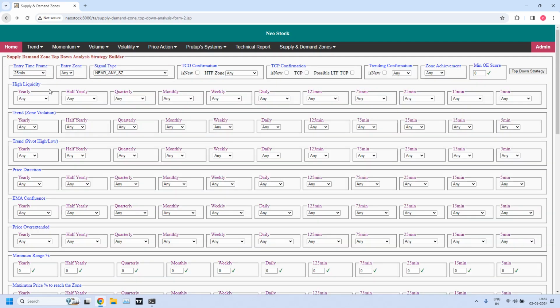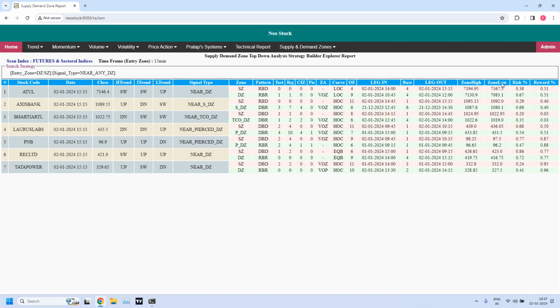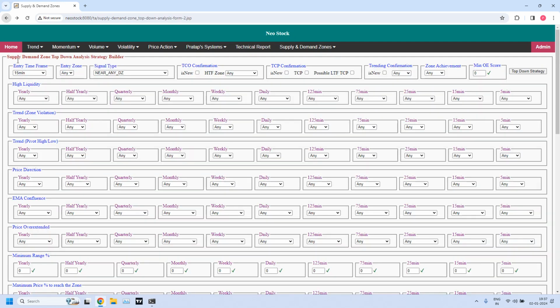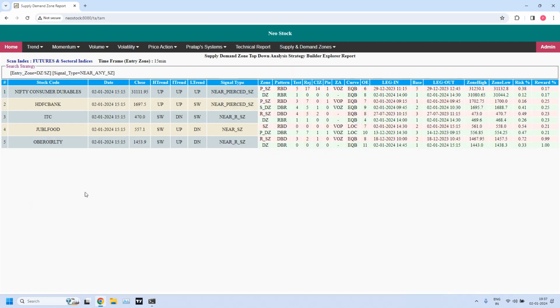So let's go back. Next, 15 minutes time frame. Let us find the stocks near 15 minutes demand zone. These 7 stocks are filtered. So let's go back. 15 minutes time frame. Let us find the stocks near 15 minutes supply zone. These 5 stocks are filtered.